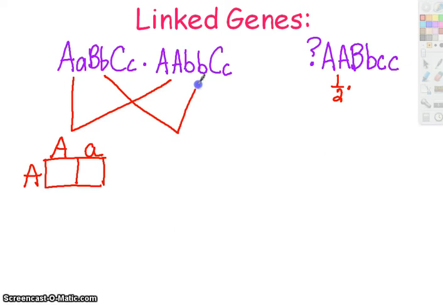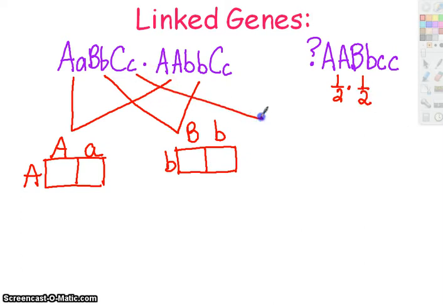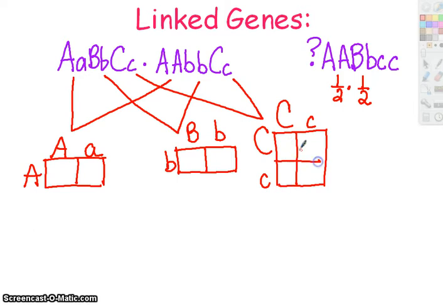And now we're going to cross our second one, big B with little b. What are our chances of big B from this cross? Also 1 out of 2, 50%. And finally, big C with big C. This one's going to look a little different. It's going to be one of our 4-box Punnett squares. And from this cross, what are our chances of little c? 1 out of 4, right? 4 times 2 is 8 times 2 is 16. So we have a 1/16th chance of that particular combination.